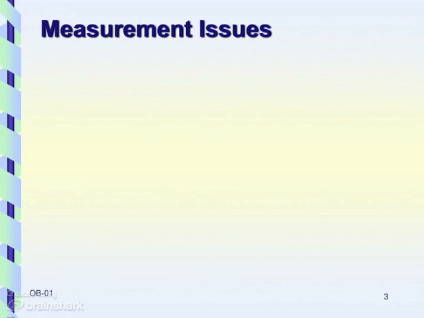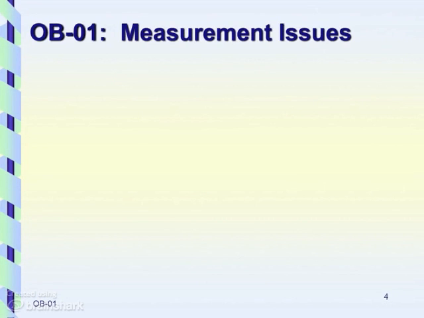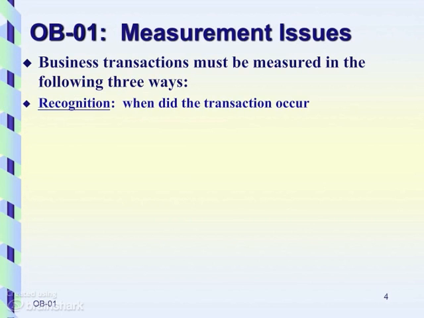Let's start with objective number 1, to explain the generally accepted ways of solving the measurement issues relating to recognition, valuation, and classification. Transactions are economic events that affect the financial position of a business entity. We must address several questions when trying to determine if an actual transaction has occurred. First, we must look at when the transaction occurred. Should we recognize it because an economic event has taken place?